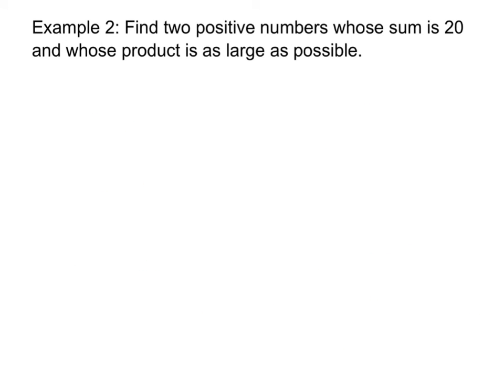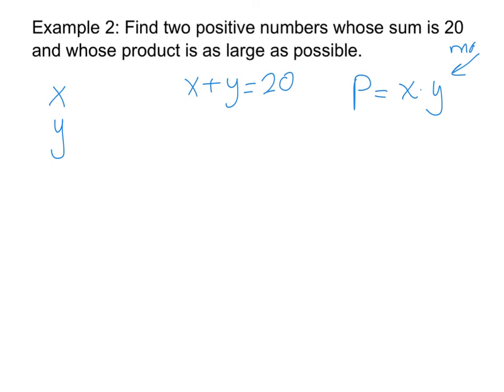Okay, let's do one more example. This is find two positive numbers whose sum is 20 and whose product is as large as possible. All right, so two positive numbers. One positive number would be x, the other positive number would be y, and it says that their sum is 20, and then I want to maximize their product. So once again, I don't really need a picture. I have two variables. I set up the constraint, and then I set up the function that I want to maximize, because it says as large as possible.